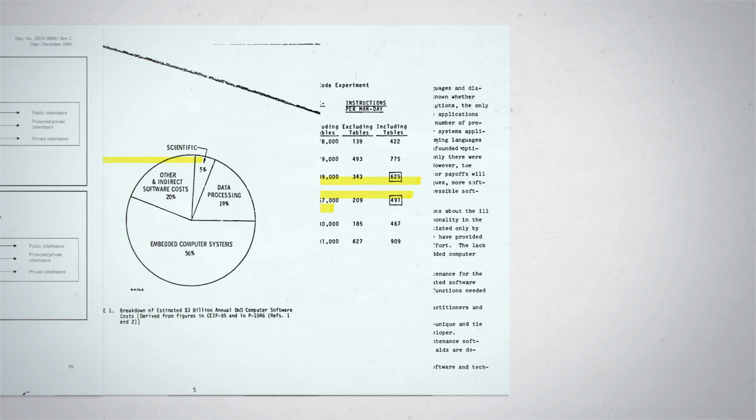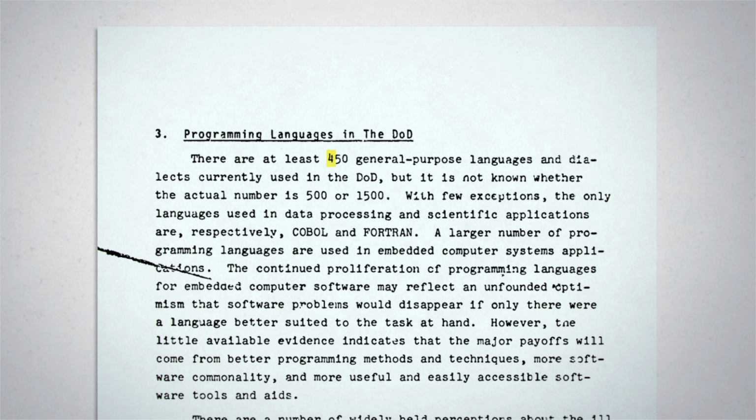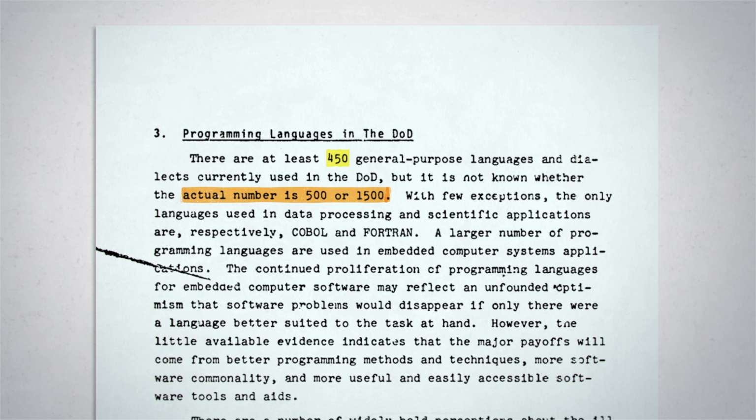Now, the problem was that the code was becoming a massive jungle to audit. At one point, they reported that there were over 450 different programming languages being used, and none of them had their own proper standard. So they decided to come up with a new high-level language that would replace all of these other random languages actively being used, and that high-level language became Ada.